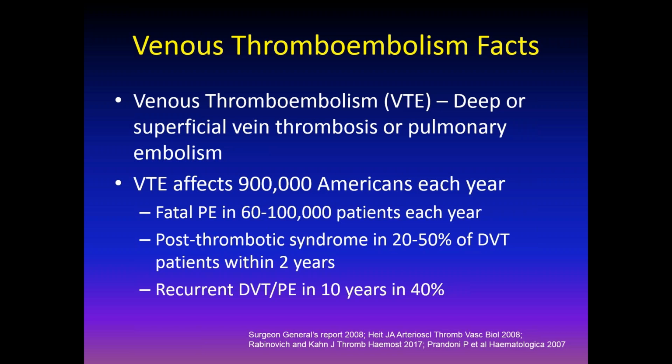I'm using the term venous thromboembolism to designate any deep or superficial vein thrombosis or pulmonary embolism. It includes those clinical conditions. And if one considers deep vein thrombosis and pulmonary embolism together, about 900,000 Americans each year suffer from one or both of these events. Fatal PE is estimated to occur anywhere from 60 to 100,000 patients each year, depending on the survey you look at.